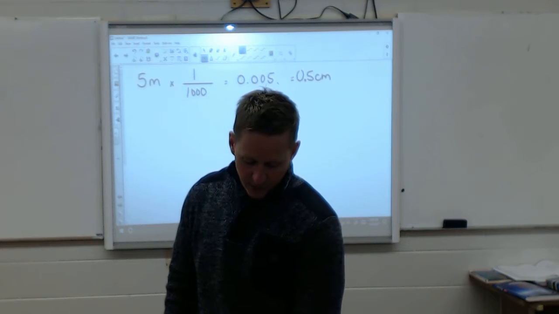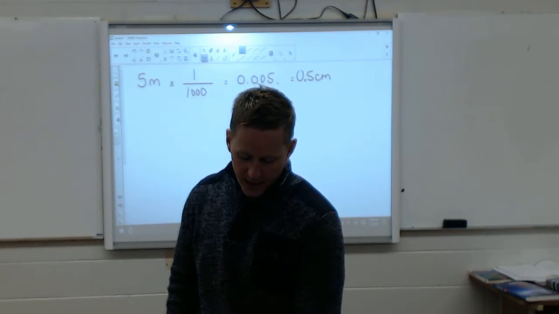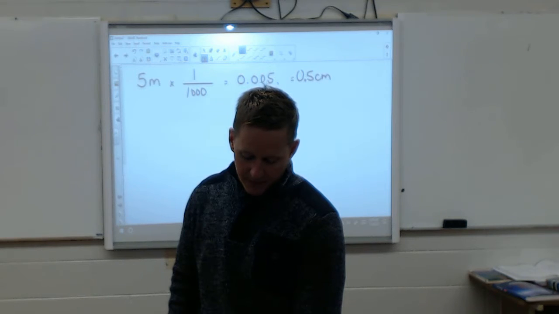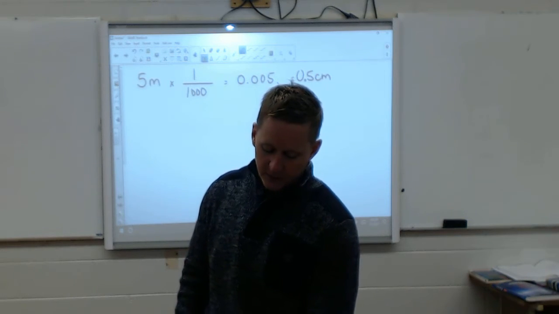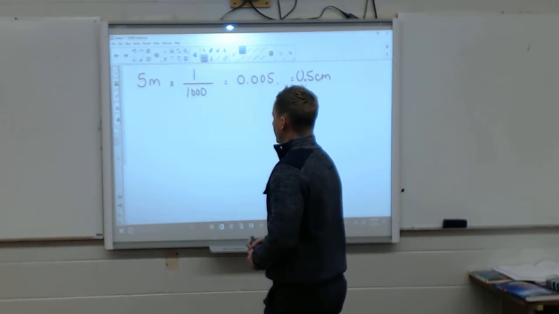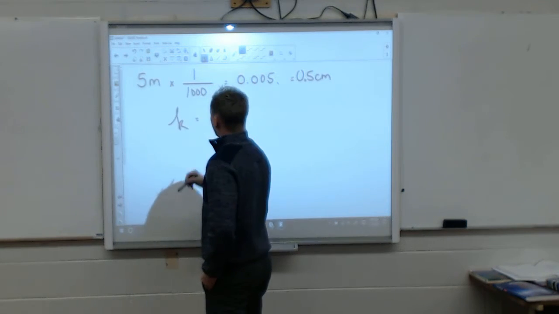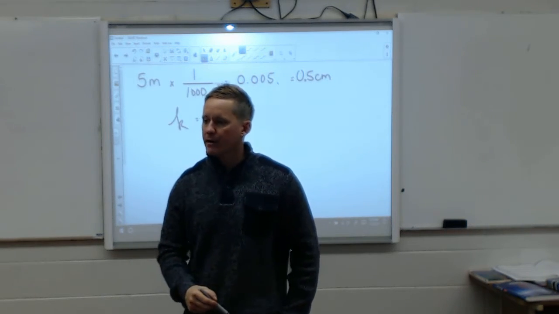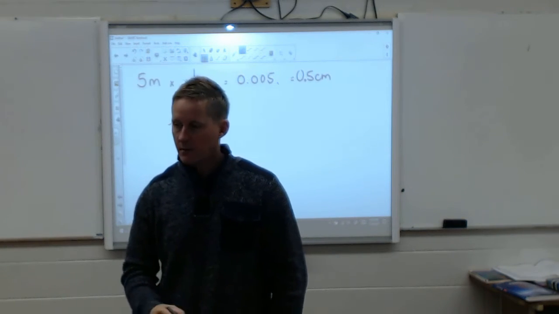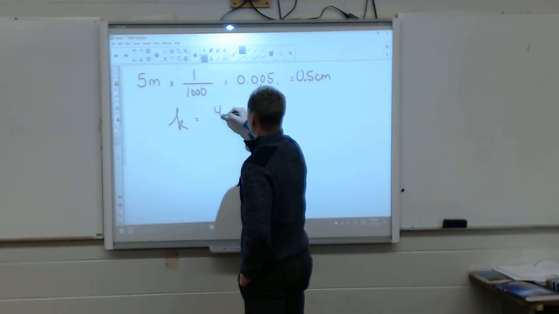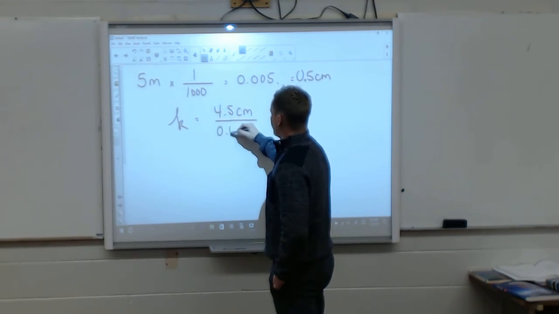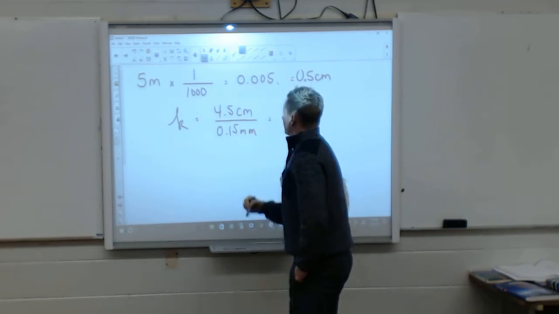Let's take a look at example 2. A cross-section of an animal cell is shown in a scale diagram. In the diagram, the diameter of the cell is 4.5 centimeters. In fact, the cell's diameter is 0.15 millimeters. What scale factor was used? Okay, so I need to find the scale factor, K. So what was the diagram measure? 4.5 centimeters. What was the actual measurement of the diameter? 0.15 millimeters. So what do I do?